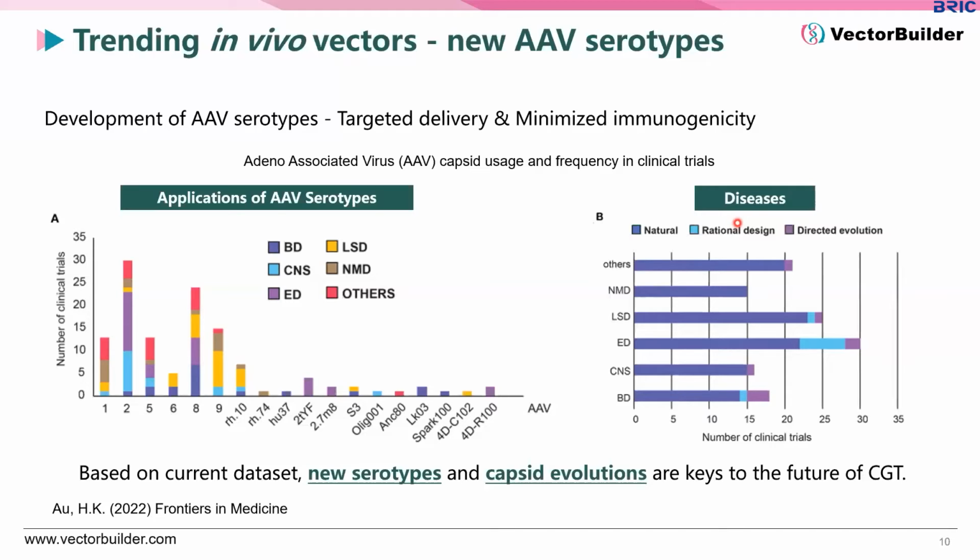For example, one of the famous ones is 2.7m8, which is being used a lot in, for example, eye disease. And we are seeing that people are doing a lot more research on developing these new capsids. So yes, new serotypes and capsid evolution, we believe that they are the keys to the future of cell and gene therapy.